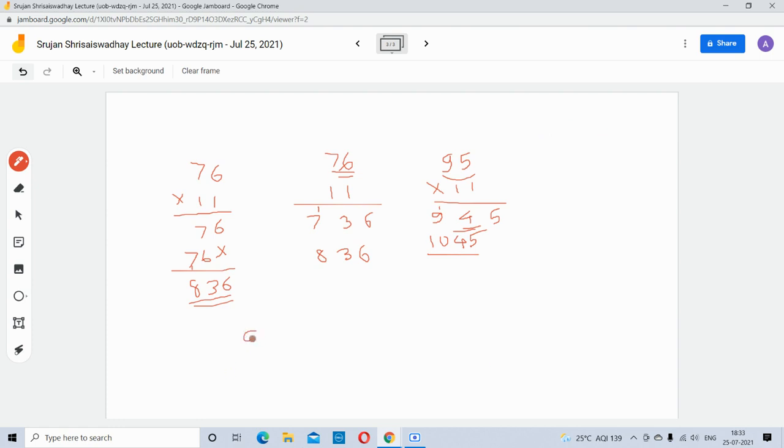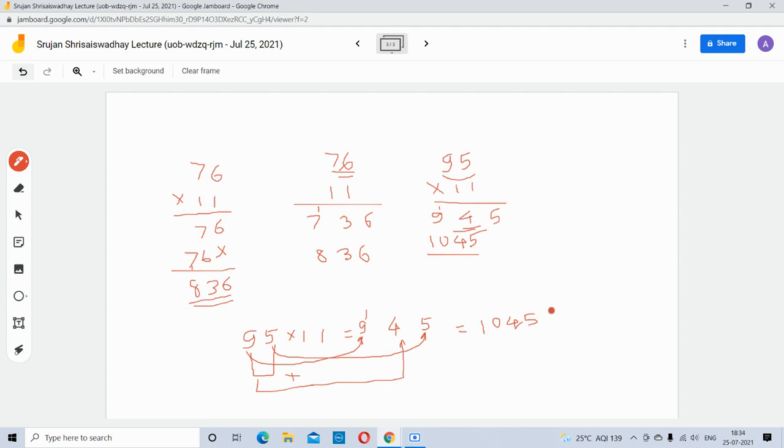Let me split it in a different way. 95 multiplied by 11 is equal to: you put this 5 as it is over here, you put 9 as it is over here, and you add these two and put the sum in the middle. That comes out to be 4 with carry 1. So it comes out to be 1045.